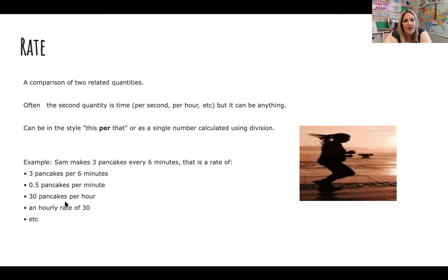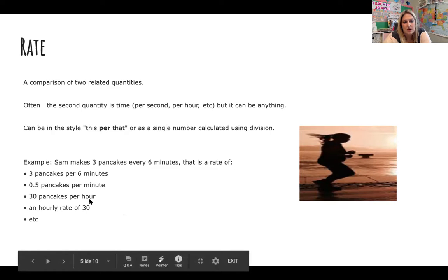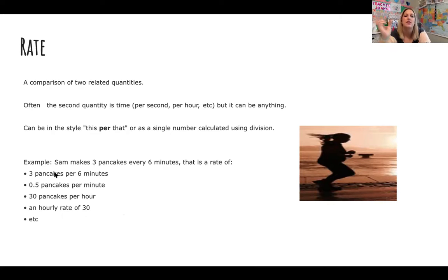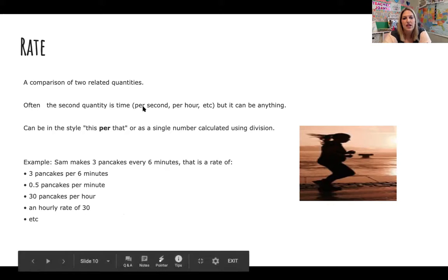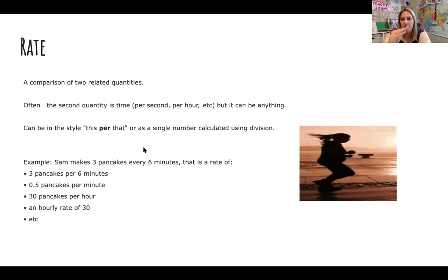If we wanted to find out per hour, okay, if he can make 3 pancakes every 6 minutes, if we multiply that by how many minutes are in an hour, we would be able to find out that he can make 30 pancakes per hour. And we know that his hourly rate is 30. So as long as you have how many of something in a time period, we are able to convert that many different ways. So just remember, we're usually taking 2 quantities and comparing them, what someone can do in a certain amount of time, or how far you can get in a certain amount of time.